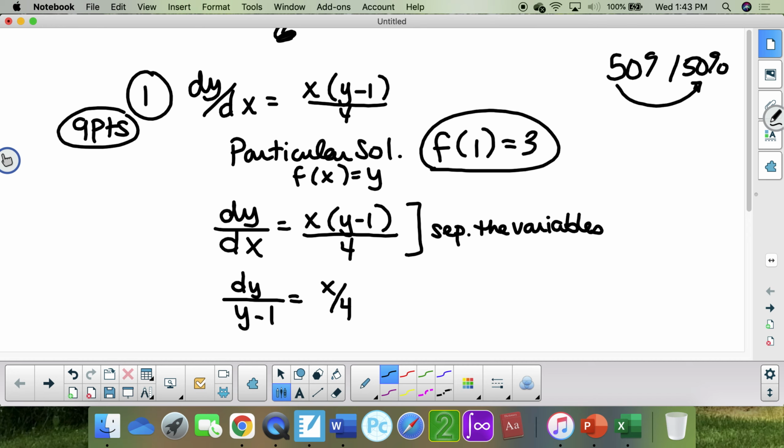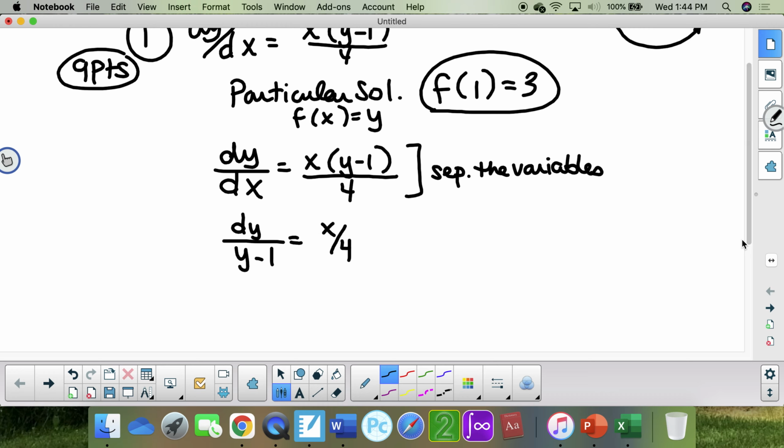I ended up putting it here, and then I put the rest of the problem to the right because there's not a lot of room to do this. So I'm going to start it here, and when I run out of room, I'm going to put it over here. And then once you separate the y's and the x's, so I brought the y minus 1 over here with the dy. I left the x over 4, but I still need to bring the dx over here. I forgot to do that.